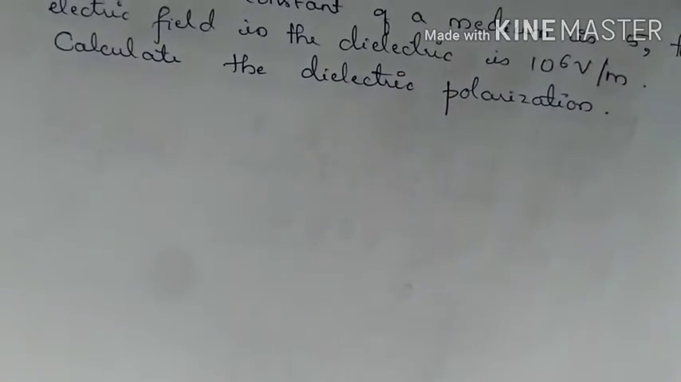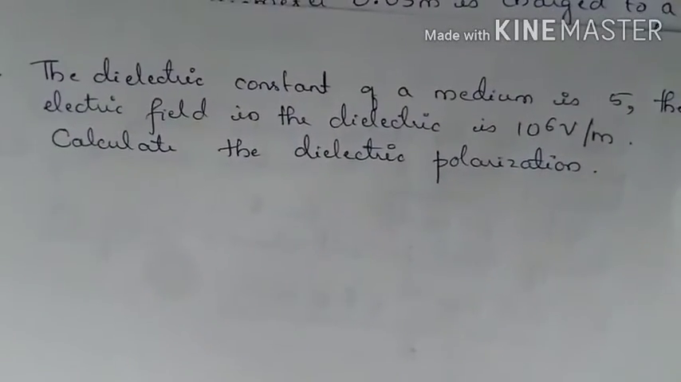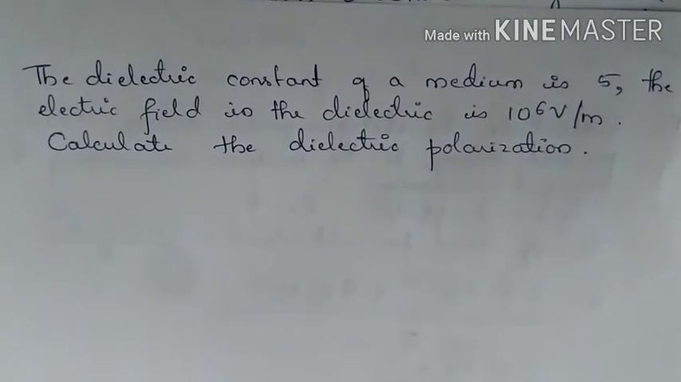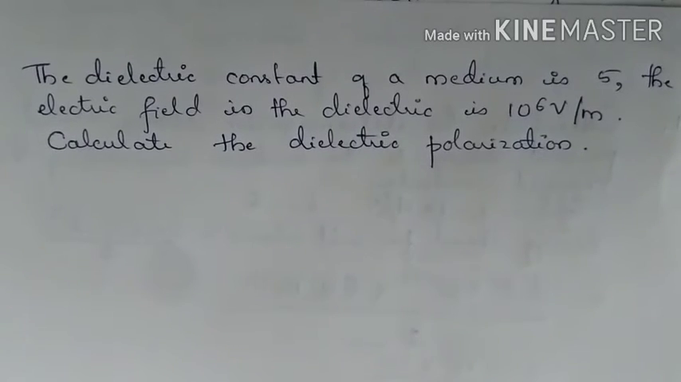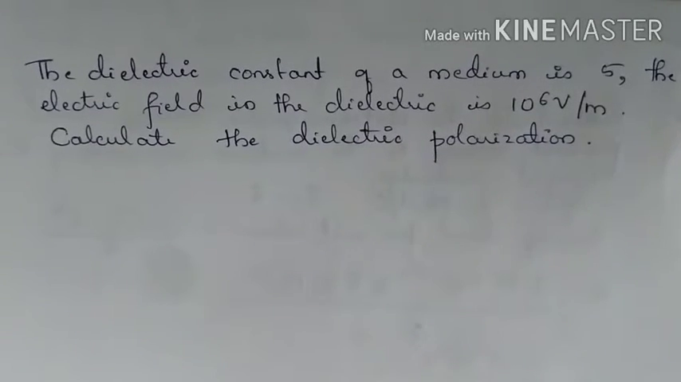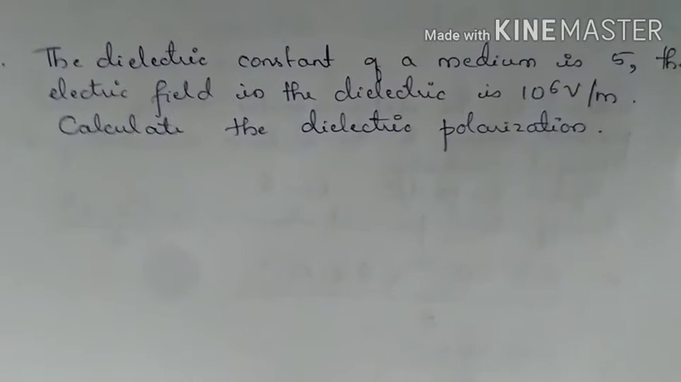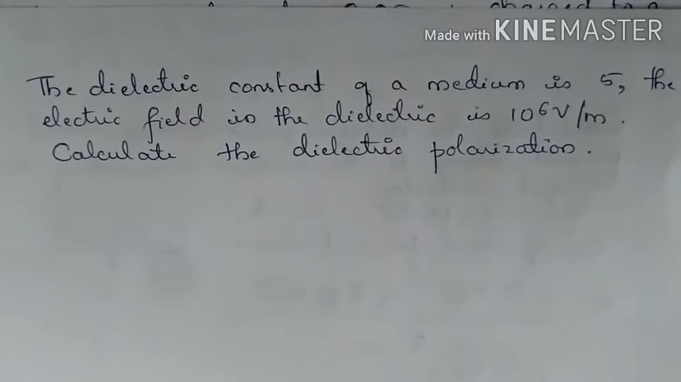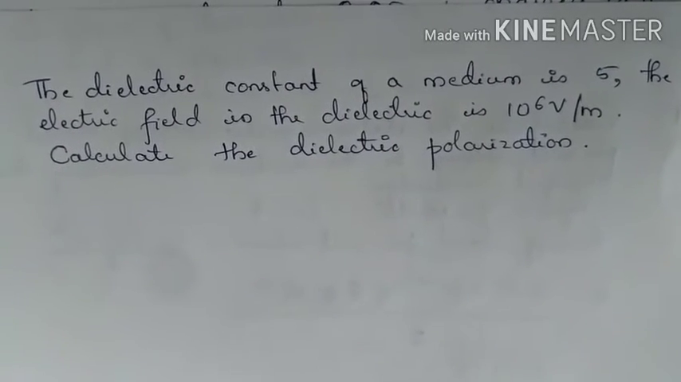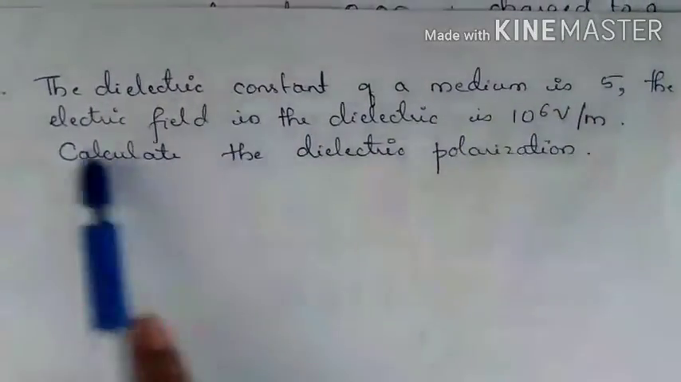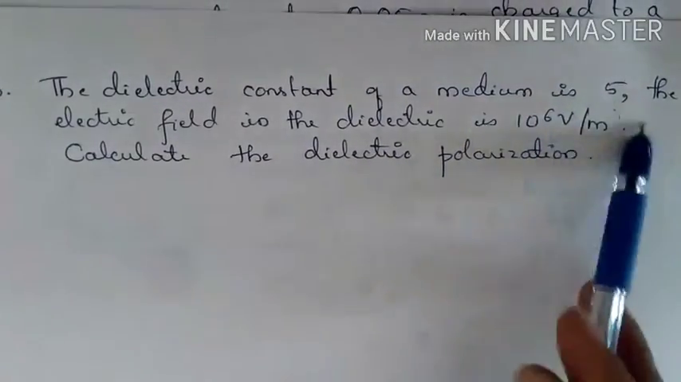So now let us solve the third question. The third question which you have here is, the dielectric constant of a medium is 5. The electric field in the dielectric is 10 power 6 volt per meter. Calculate the dielectric polarization. So what is given to us? We are given epsilon R. Epsilon R is equals to 5, and electric field is 10 power 6 volt per meter.